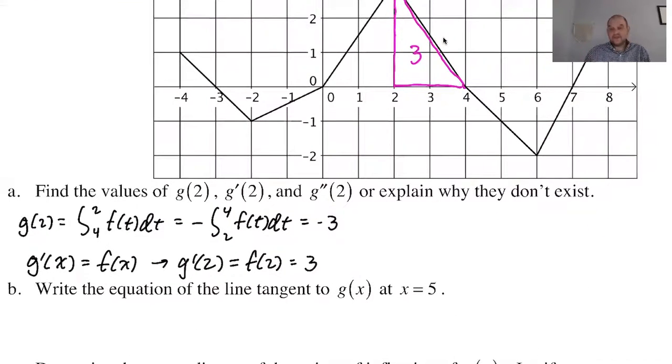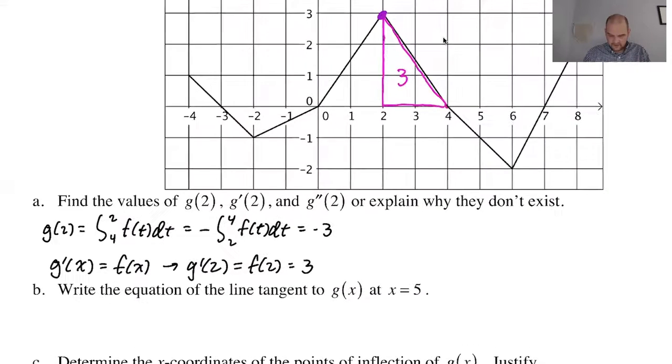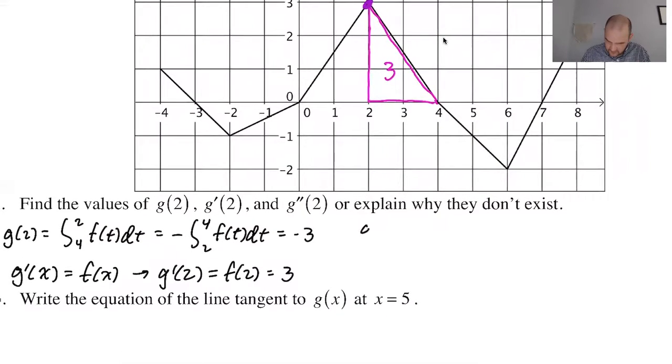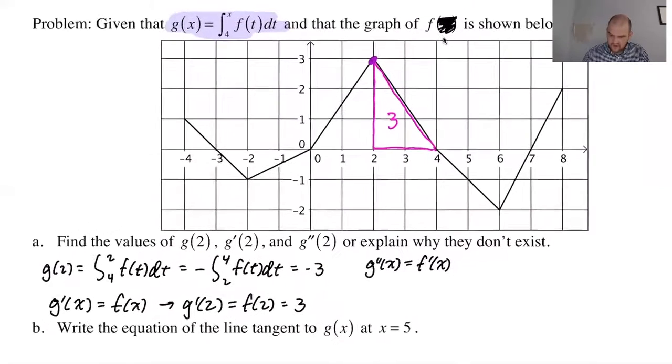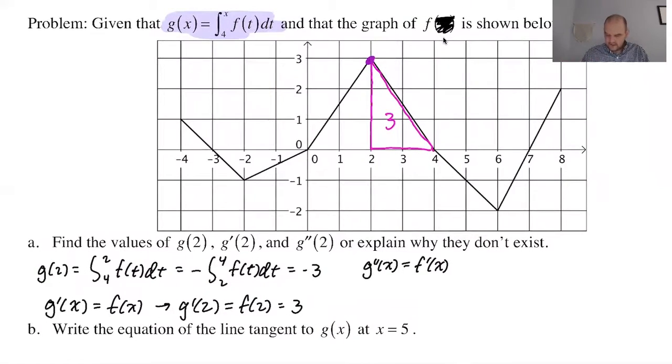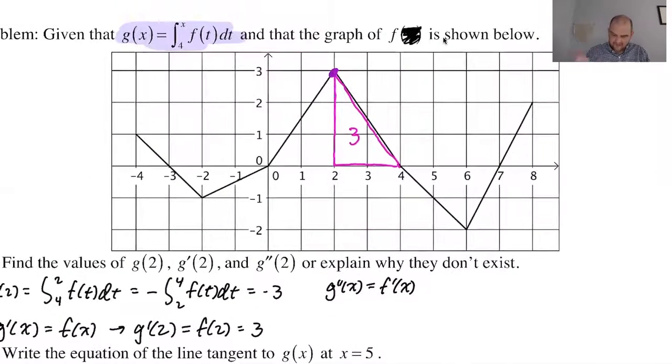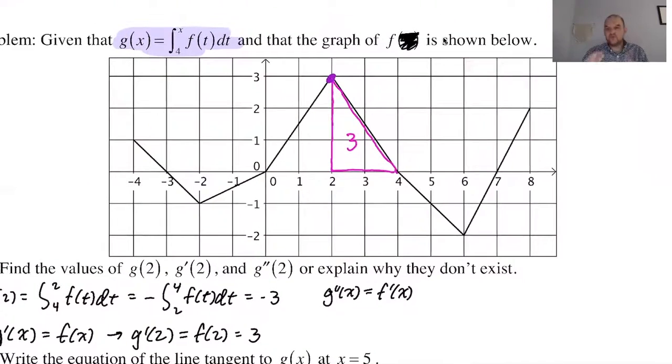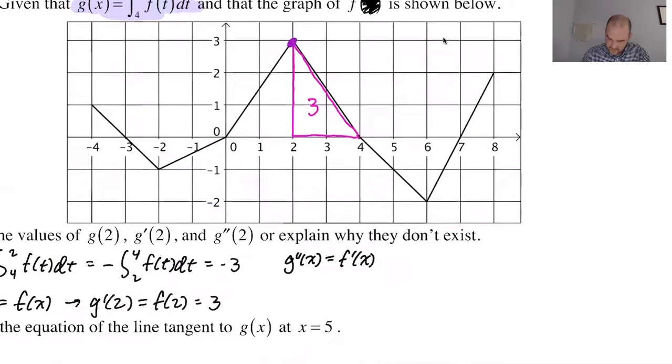Okay, so now we need to find g double prime of 2, or explain why it doesn't exist. So g double prime of x should be f prime of x. Now, if you look at the graph of f, what's happening to the graph of f at x equals 2? Well, there's a really sharp turn. The graph of f is not differentiable at x equals 2 because of that sharp turn. So I'm going to say, therefore, g double prime of 2 does not exist.